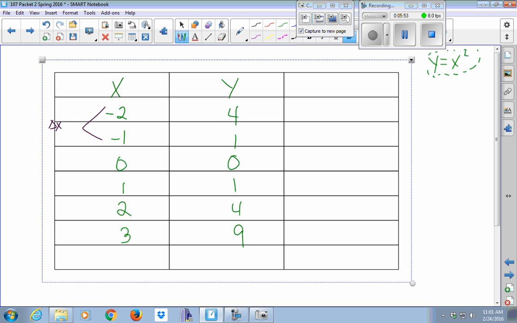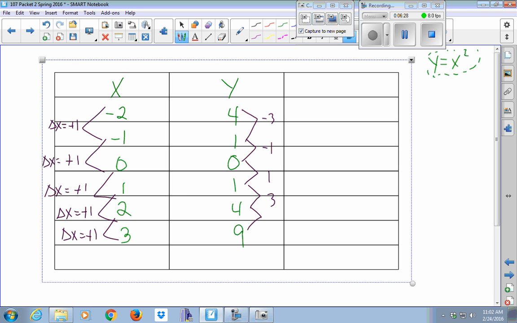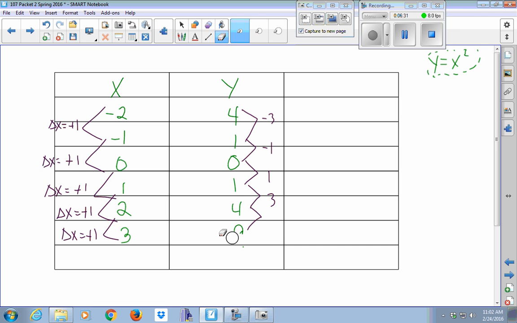Here your change in x is getting bigger by 1 as you go from -2 to -1. And that's constant and the same all the way along this table, so that's good. And now let's look at our differences in the y's. What's happening with the y here? This is going down by 3. This is going down by 1. This is going up by 1. This is going up by 3. That's going up by 5. In fact, we don't even need that last one. Let's just keep it symmetric for now.